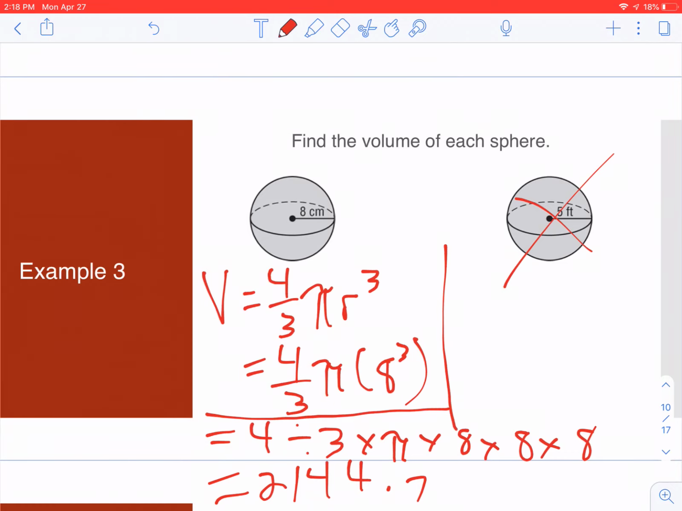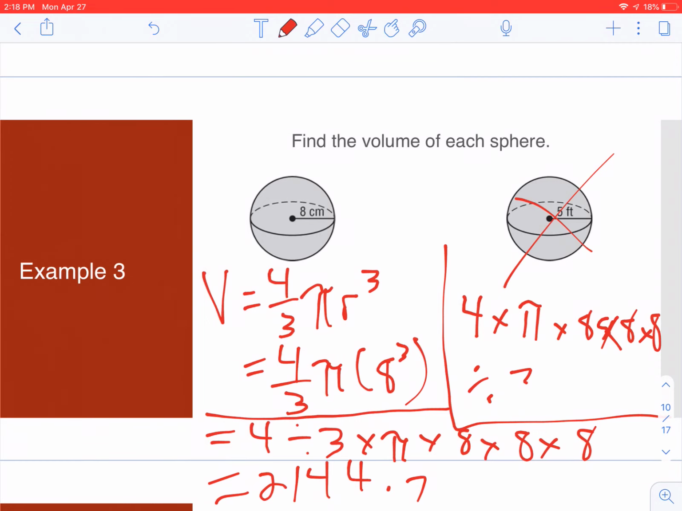Okay, the other way to type this in my calculator is to do 4 times pi times 8 times 8 times 8, and then divided by 3. And if you do that, you should get the same answer. So that's pretty much all you do, is plug in the radius and solve.